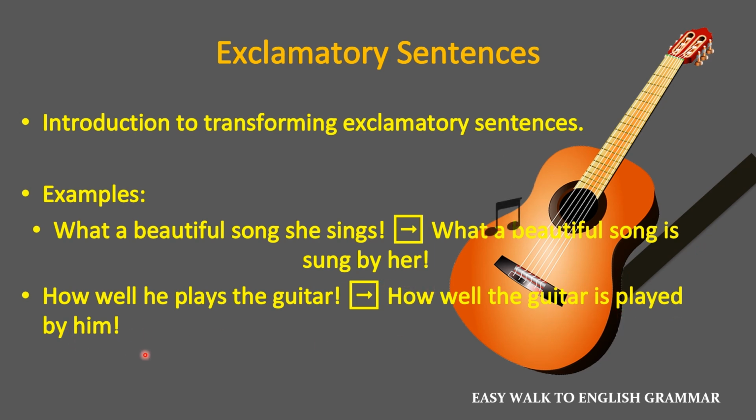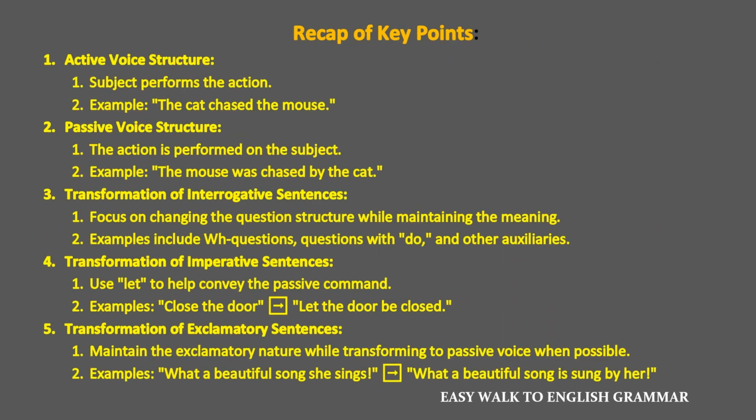We'll go for a recap of the things we learned in this video. Active voice structure. Subject performs the action. Passive voice structure. The action is performed on the subject. Transformation of interrogative sentences. Focus on changing the question structure while maintaining the meaning. Examples include WH questions, questions with do, and other auxiliaries. Transformation of imperative sentences. Use let to help convey the passive command. Examples. Close the door. Let the door be closed.